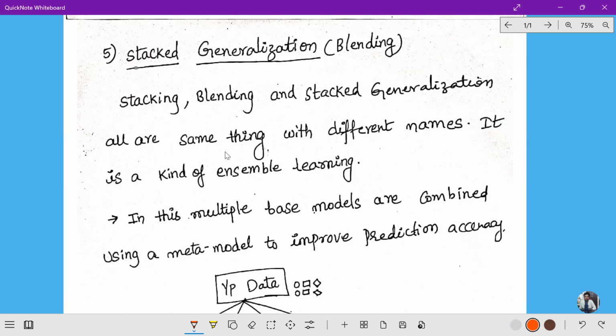Okay, so the last one we have is stacked generalization. What is the meaning of stacked generalization? Stacked generalization is nothing but blending. So we can say this concept is called blending. Stacking, blending and stacked generalization are all the same thing. Remember, stacked generalization is also called blending.